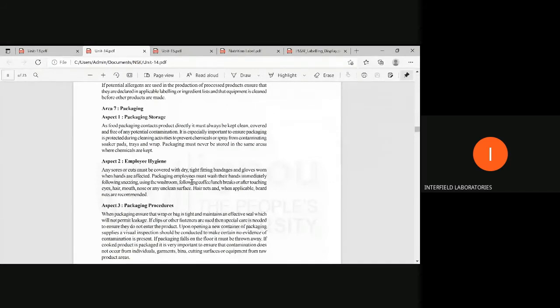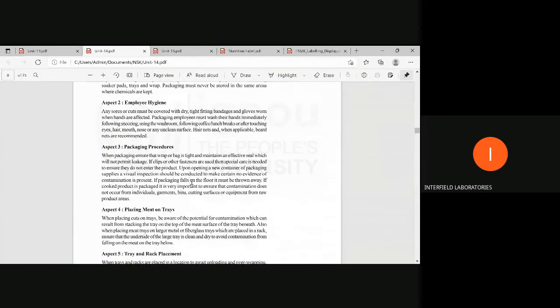Packaging storage. As food packaging contacts product directly, it must always be kept clean, covered, and free of any potential contamination. Packing must never be stored in the same area where the chemicals are kept. The packaging employees must wash their hands immediately following sneezing, using washroom, etc. Hair nets and beard nets are recommended.